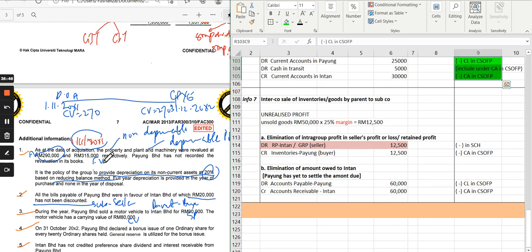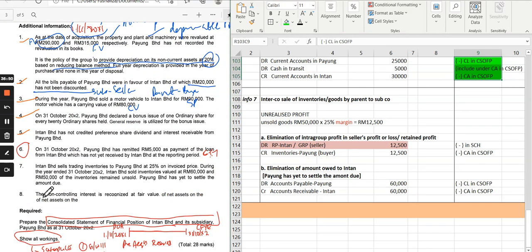Next one is the intercompany sale of inventory, where the seller is the parent, the buyer is the subsidiary, and there is a 25% margin on the invoice price. During the year ended 31st of October, the goods were sold for 60,000 and 50,000 of the inventories remain unsold. Out of the 60,000 that was sold, 50,000 were unsold. So the unsold inventory is given, which is 50,000. And Payung has yet to settle the amount due. So that 60,000 that was sold between group members has to be eliminated here as the elimination of the amount owing, 60,000, because the sale was on credit.